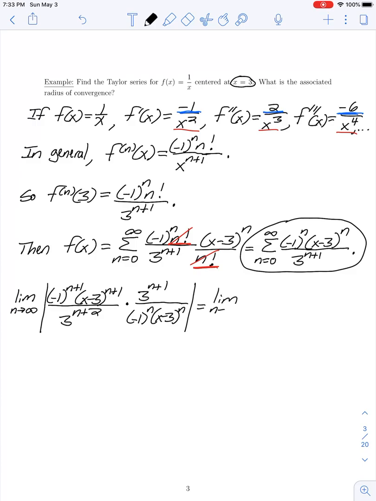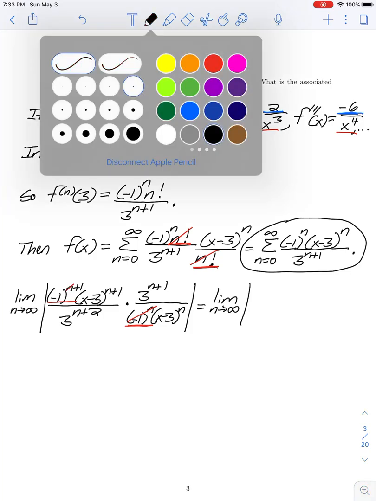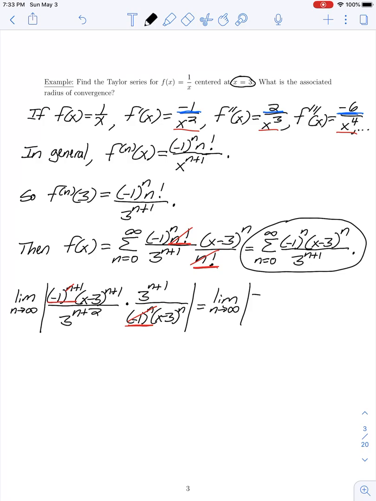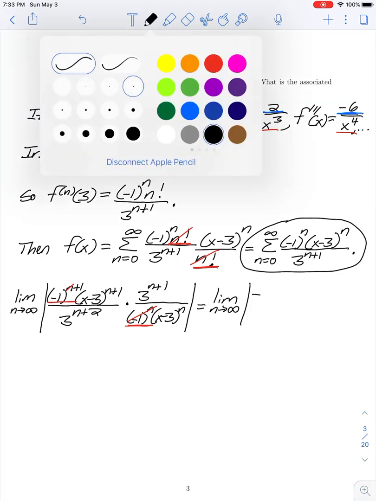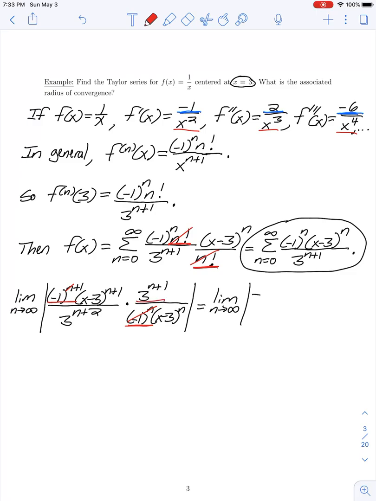So that leaves us with the limit as n approaches infinity of the absolute value of, well, let's see which terms cancel. So here we had a -1 to the n plus 1 over -1 to the nth. So canceling n powers of -1, we are left with a -1 for our numerator. We also had a 3 to the n plus 1 over 3 to the n plus 2. So canceling n plus 1 powers, we have 1 power of 3 left in our denominator.